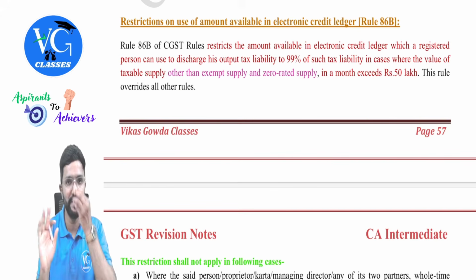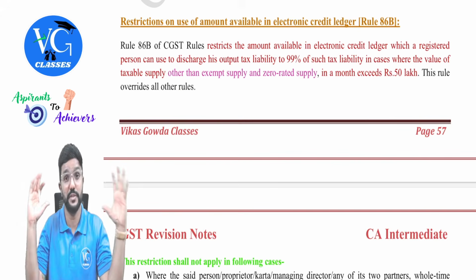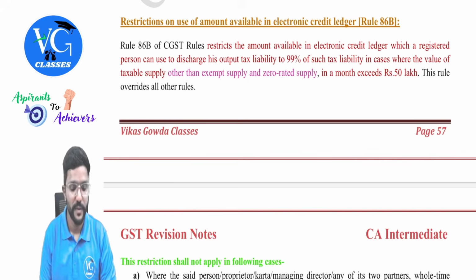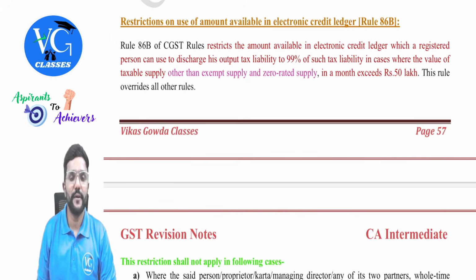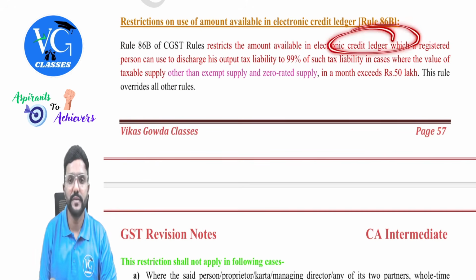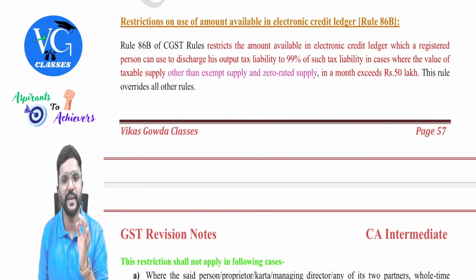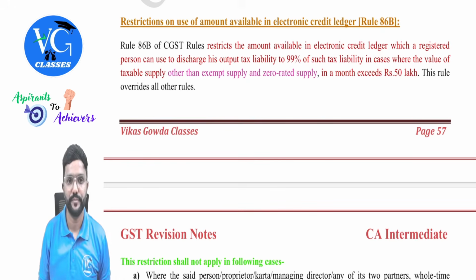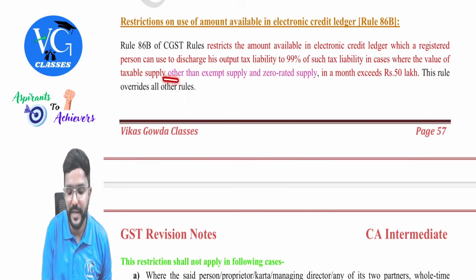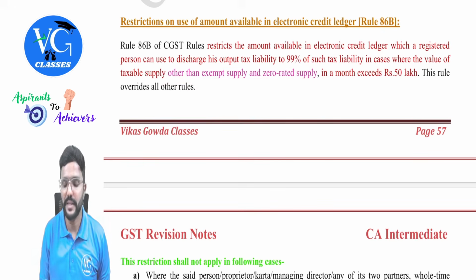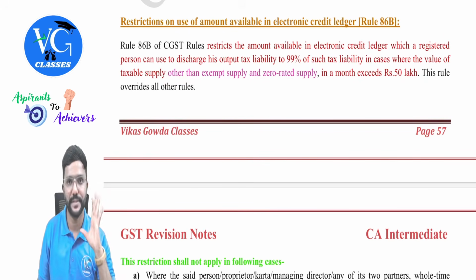It is not applicable for everyone. It is only applicable for a big supplier. Okay. Rule 86B of CGST rules restricts the amount available in electronic credit ledger, which a registered person can use to discharge his output tax liability to 99% of such liability in cases where the value of taxable supply other than exempt supply and zero rated supply in a month exceeds 50 lakh. This rule overrides all other rules, guys.